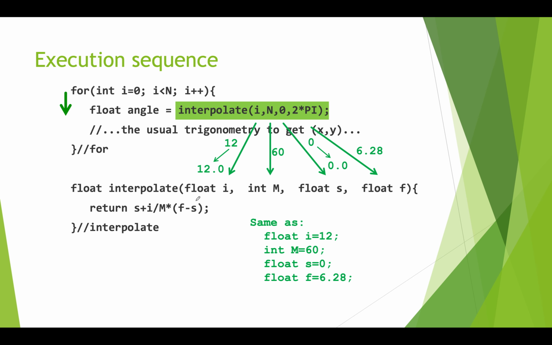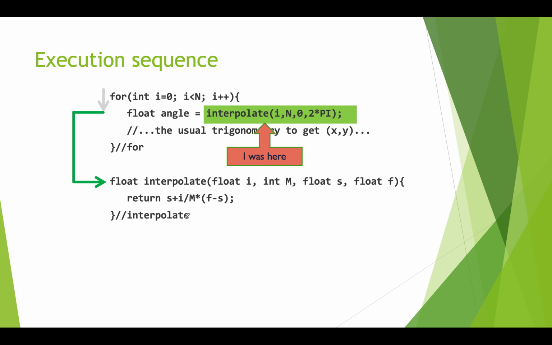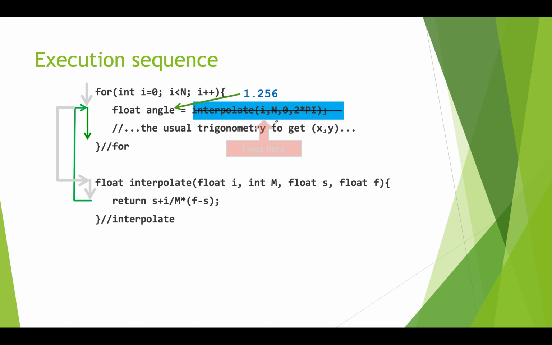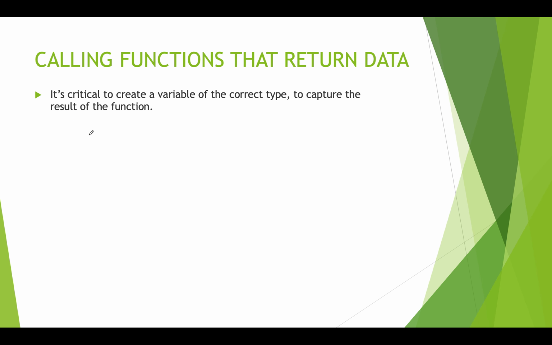And then we do a calculation here. So we're going to jump down here, we're going to make note of this spot. We're going to jump down here, and we're going to then do this calculation. So this calculation would generate the number 1.256. We're going to use that as our return value. So it's going to replace this whole thing. So this whole thing becomes 1.256. That gets assigned into angle. And so you can see our execution sequence now we can complete the for loop and keep going.